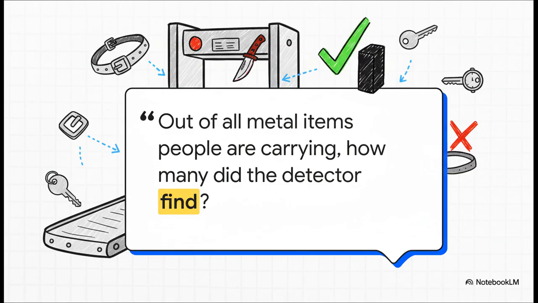And for recall, think about a metal detector at the airport. You really don't mind if it goes off a few extra times for a belt buckle, right? That's a false alarm you can live with. But what you absolutely positively cannot do is miss a single dangerous item. So there you need the highest recall possible, because the cost of missing something is, well, it's catastrophic.